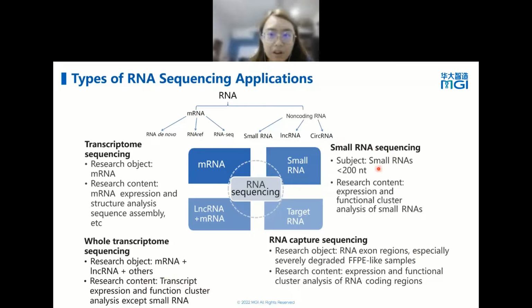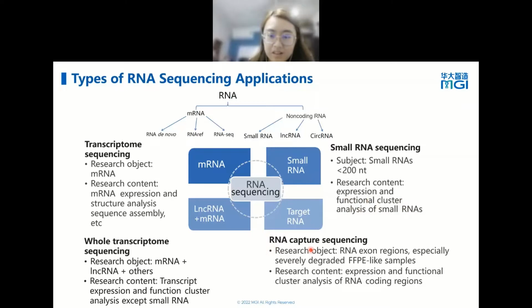And then you have small RNAs. Small RNAs are usually less than 200 base pairs. They are quite short and they are not involved in any of the expression, but some of them do regulate the mRNA expression or promoter regions and all that. So by sequencing the small RNA, you can also do some expression and functional cluster analysis of small RNAs.